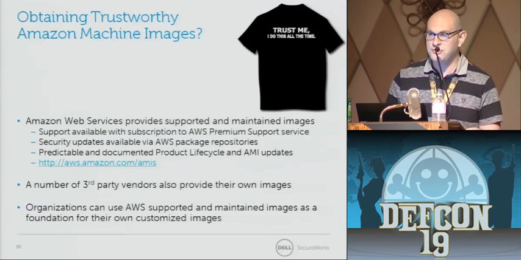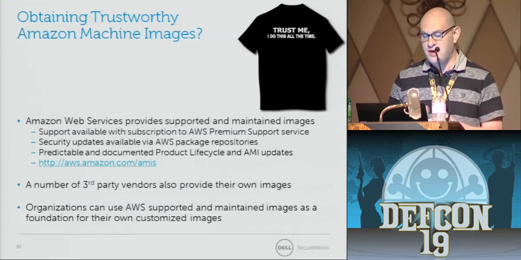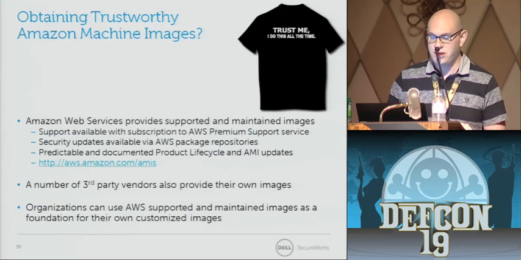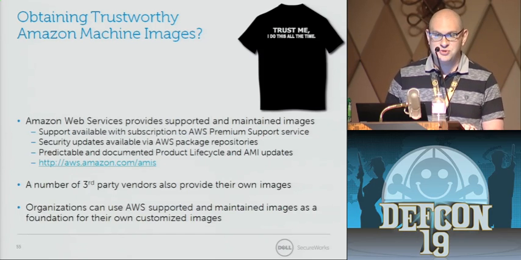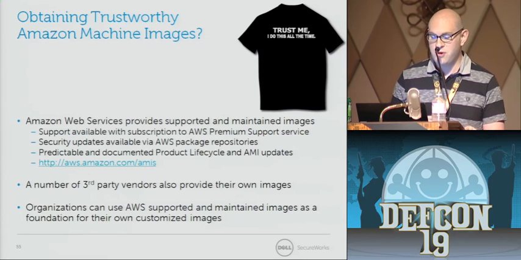And Jeff mentioned this earlier. Where would you obtain trustworthy third-party AMIs besides building them from scratch yourself? Well, Amazon themselves offers supported and maintained images. You can follow the link up there or find it yourself, and they've got a number of images out there. They have their own Yum repository, security updates, and product lifecycle. If you want to pay for their premium support service, these are the images they're going to support. So this makes a good option for enterprises or other organizations using their services. There are also a number of third-party vendors that provide their own AMI images, RightScale, Cloudera, and a number of others.